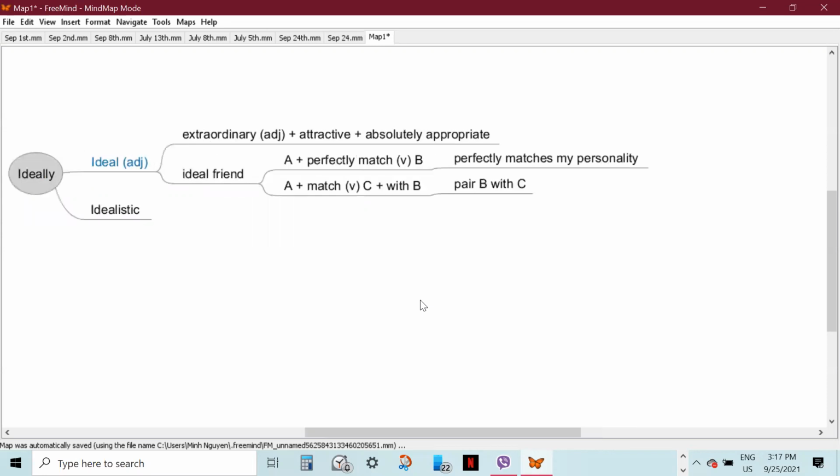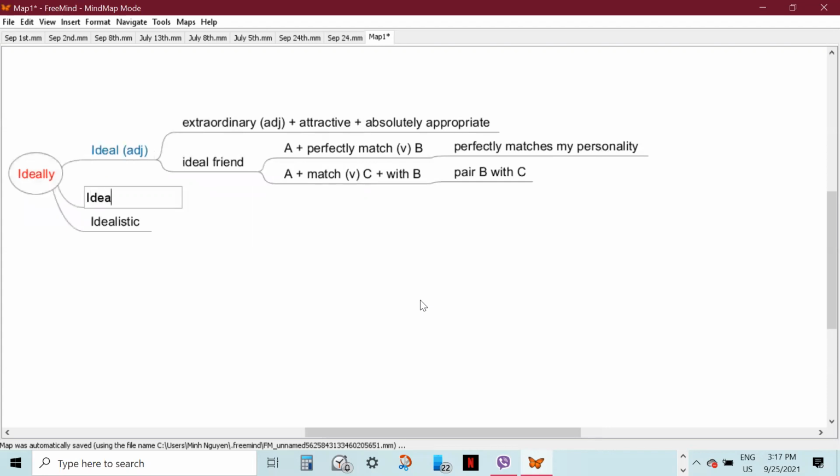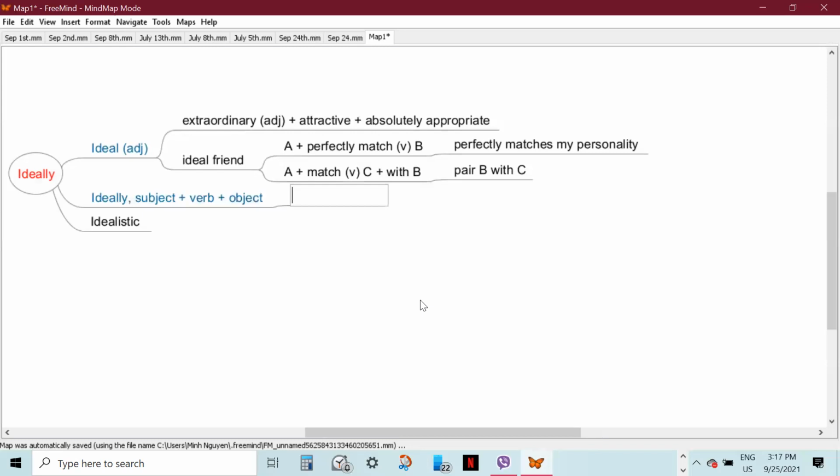And second of all, we have the word "ideally." If you want to say something like "ideally, I'm going to do this, I'm going to do that," after the adverb "ideally," you are going to give me a sentence. Ideally, it means that of my interests, I'm going to say something of my interests.